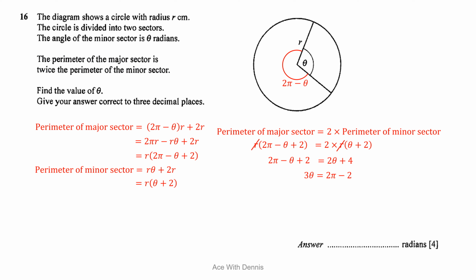Then we solve this equation. 3 theta equals 2 pi minus 2. Theta is 2 pi minus 2 divided by 3, which is 1.428, correct to 3 decimal places. So the answer is 1.428 radians.